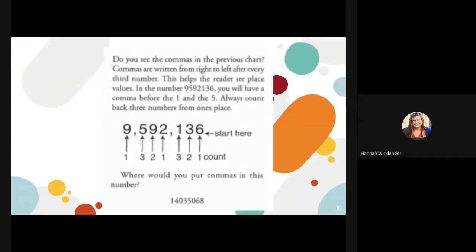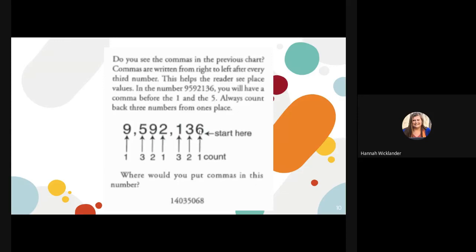Commas are written from right to left after every 3rd number. This helps the reader see place value. In the number 9,592,136, you will always have a comma. You will have a comma before the 1 and the 5. Always count back 3 numbers from the ones place.